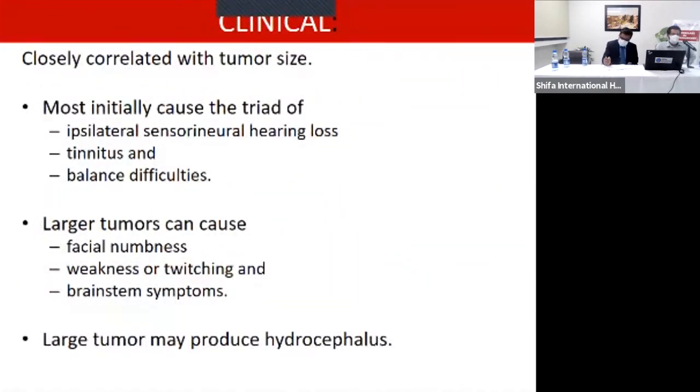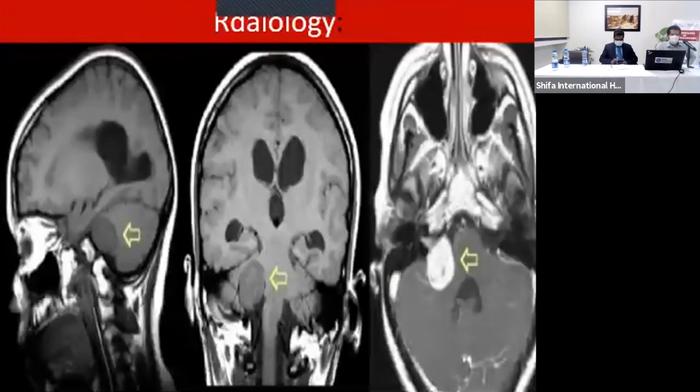Clinical picture is closely related with the tumor size. Usually most of the patients present with the clinical triad of ipsilateral sensorineural hearing loss, tinnitus, and balance difficulties. Large tumors can cause facial numbness, twitching, or weakness of the face and brainstem symptoms. Large tumors may also produce hydrocephalus.